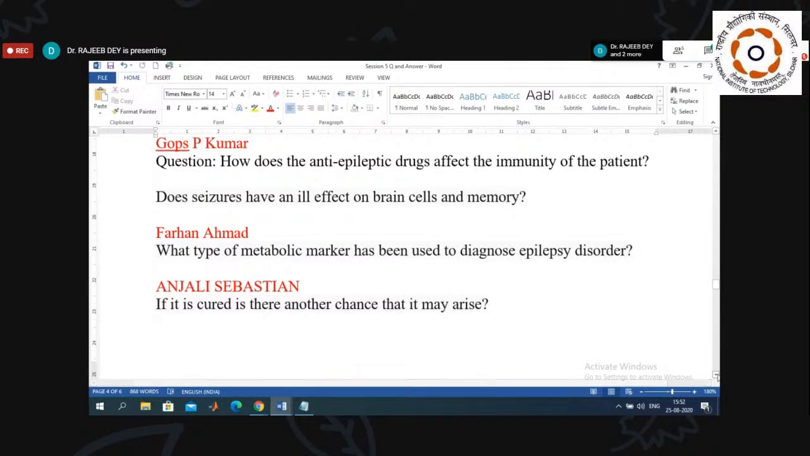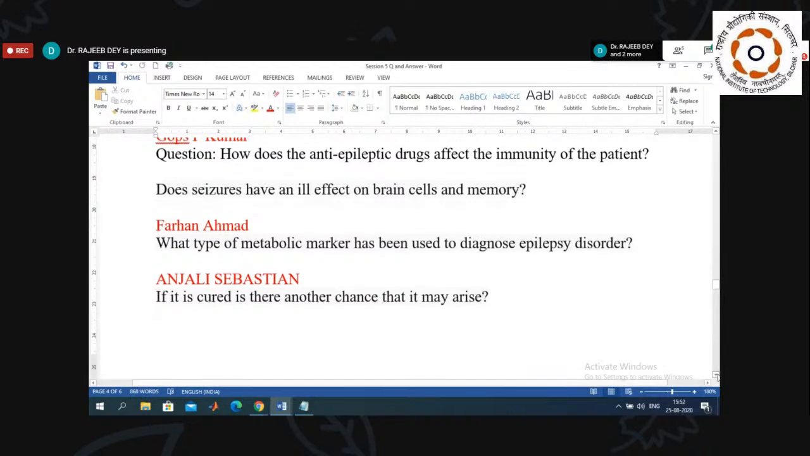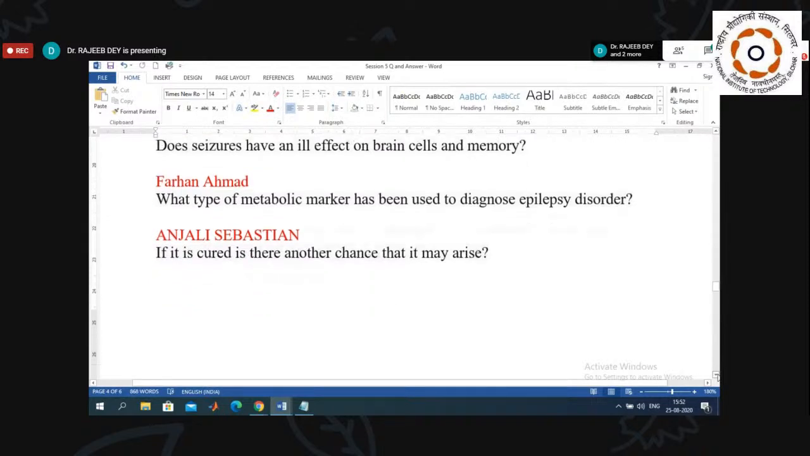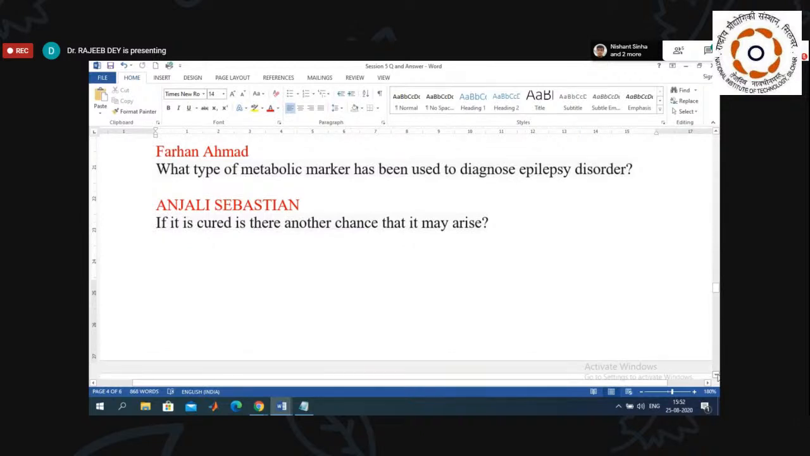How does the anti-epileptic drug affect immunity? Different anti-epileptic drugs have different effects and side effects. Prolonged seizures can have an effect on neurons and also on the network. So surgery has been found to work better in patients who have gone for surgery earlier rather than later, because the seizures can cause structural changes in the brain and make them more intractable to surgery.